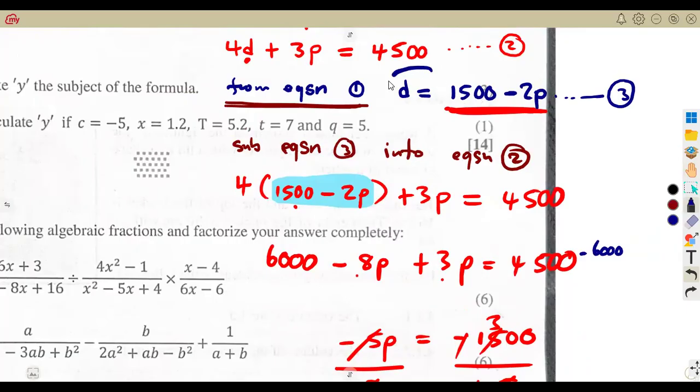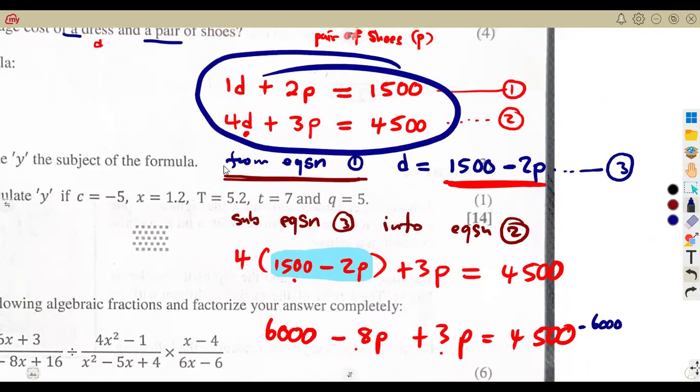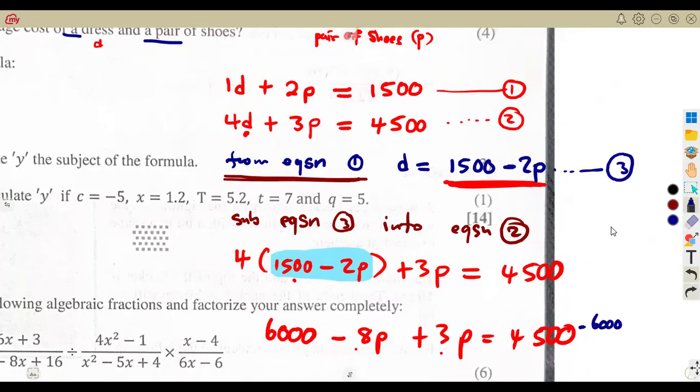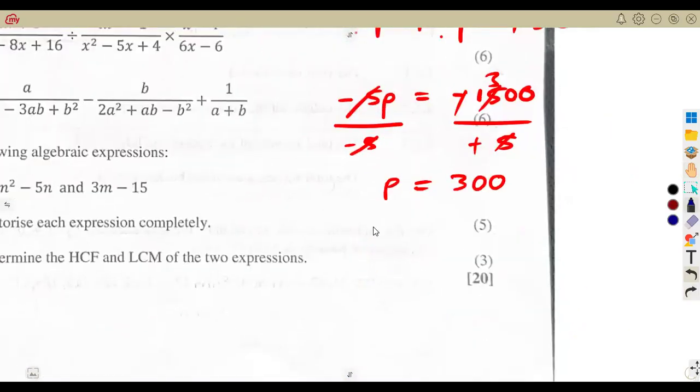You can easily use equation 3 because D is already the subject there. You can substitute in any equation: equation 1, equation 2, or equation 3. Equation 3 is the best because D is already the subject. D is equal to what? D is equal to 1,500 minus 2p. This is what you're given.